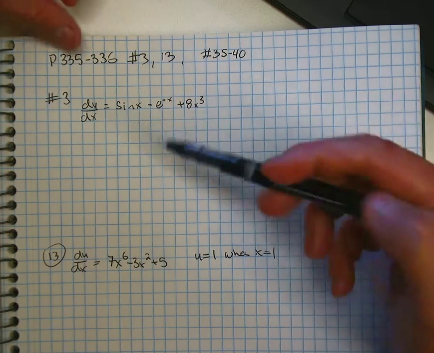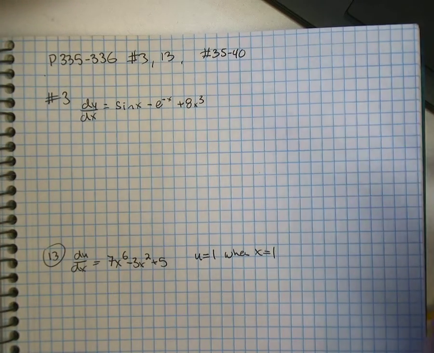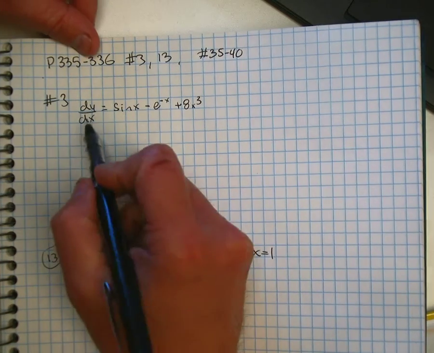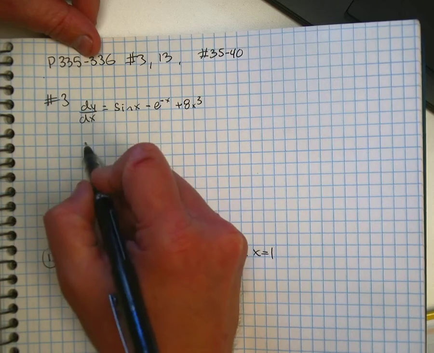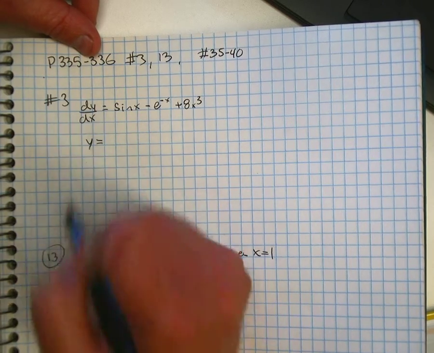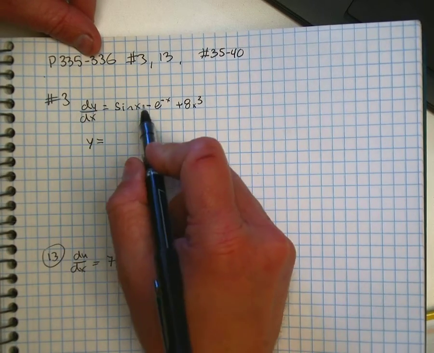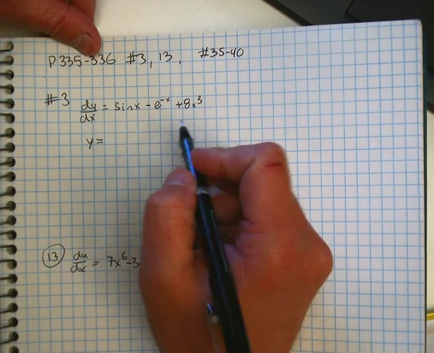The directions for number 3 say find the general solution to the exact differential equation. When they say that, they want us to figure out what y is. So the antiderivative of dy/dx is y. Then we go through and find the antiderivative of sine of x.